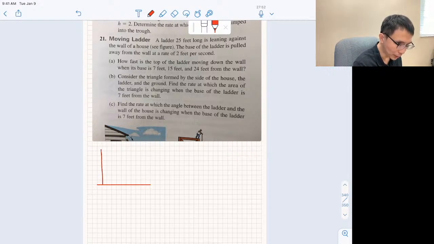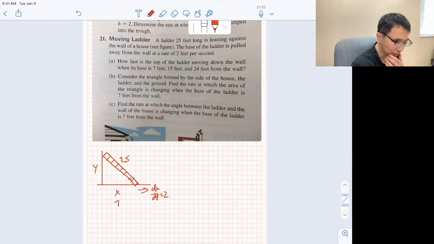The first question we did very quickly. Basically it's just a ladder question, and this is 25. This is pointing away, this is x. This is y, and dx/dt is equal to 2. And we're trying to find dy/dt when x is equal to 7. So 7 is temporary, it's not a constant. 7 is changing. Therefore, you just have to go in and solve the problem.